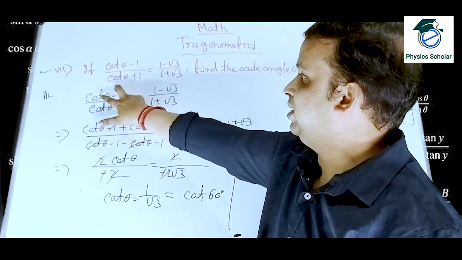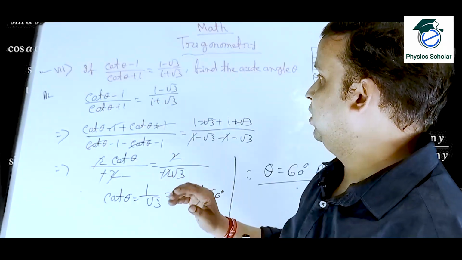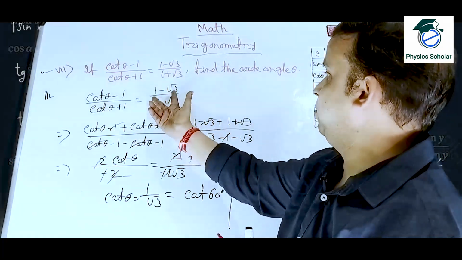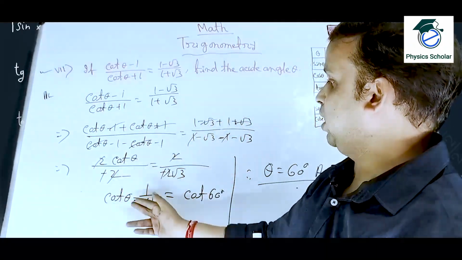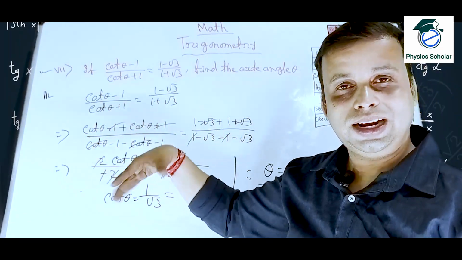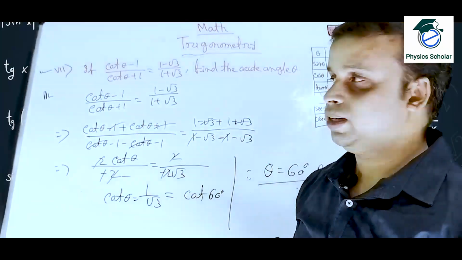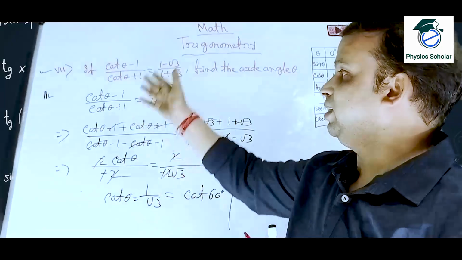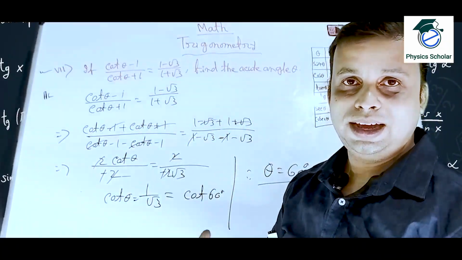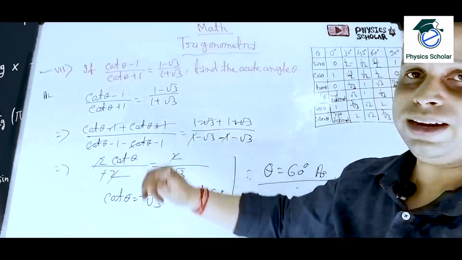Clear? Only this minus this divided by this plus this is equal to this minus this divided by this plus this. So it is coming cot theta is equal to 1 by root 3. Very simple if you use this method. There are many other methods you can apply, but they will be bigger and confusing. So if you apply this, it is very easy and time saving. Clear? So now let us move to sum number 8.